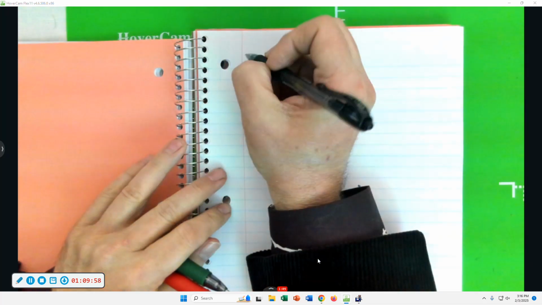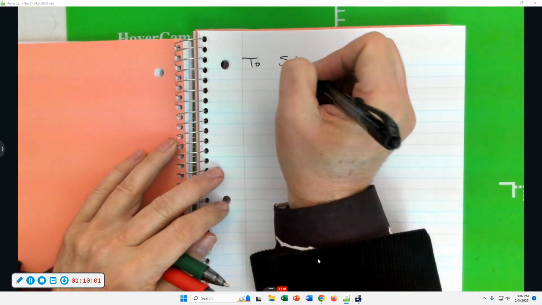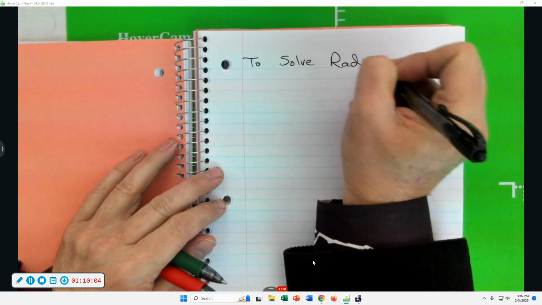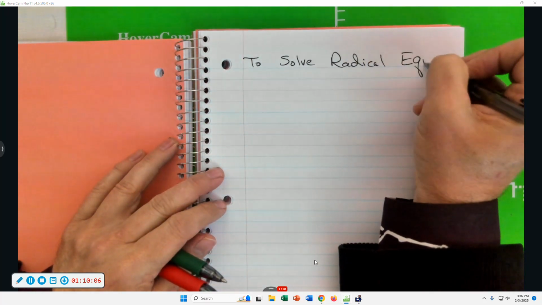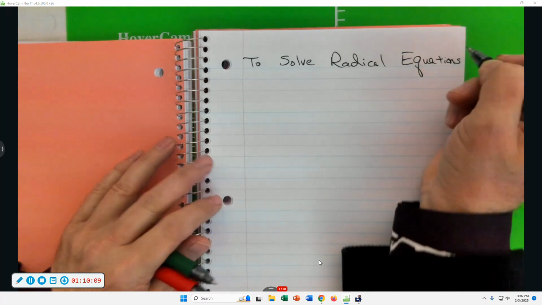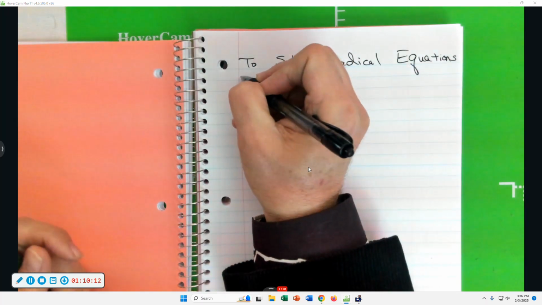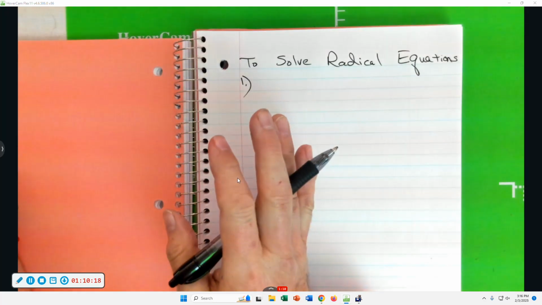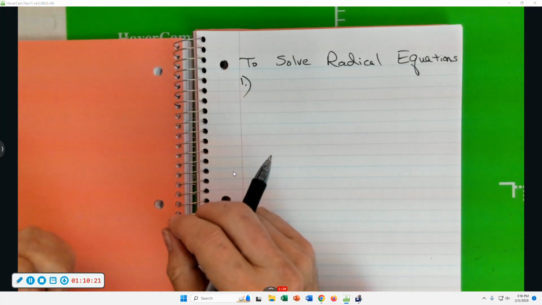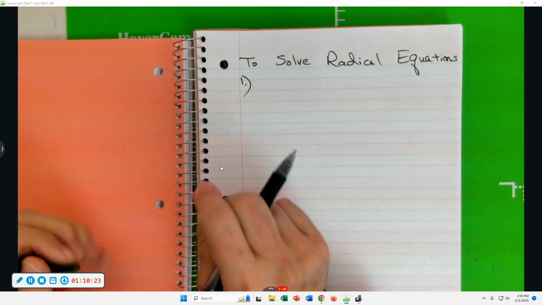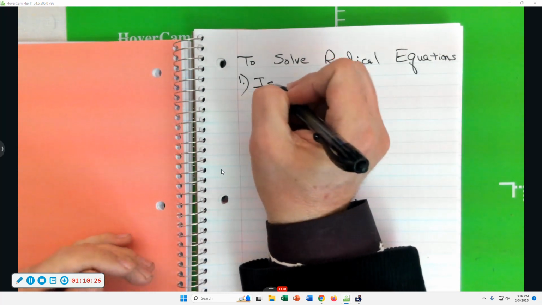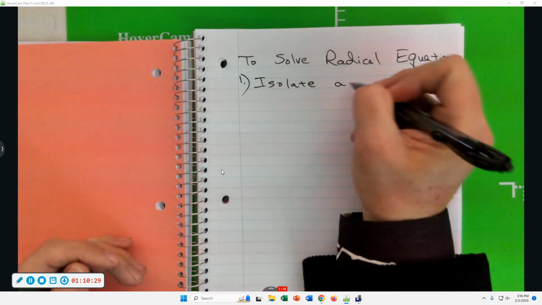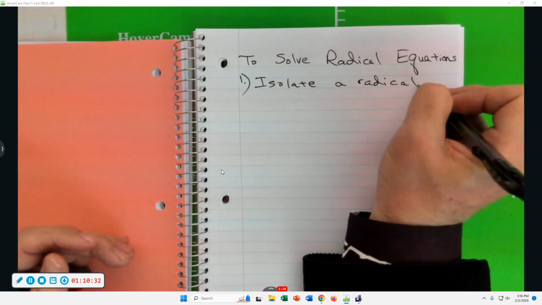I've rambled enough. I'm going to write out a little process we're going to use to solve radical equations. To solve radical equations, the first thing we're going to do is isolate a radical term. If you have more than one term containing a square root symbol or a cube root symbol, you have to get one of them by itself. I'll just say isolate a radical.